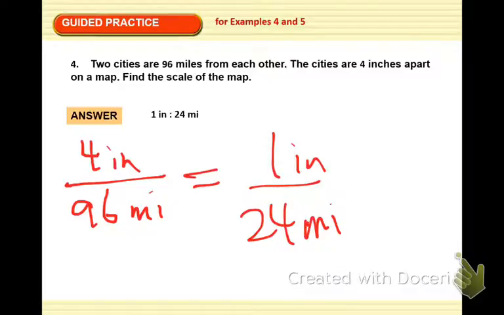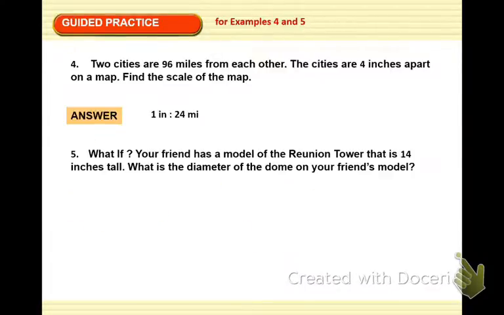Then it asks, your friend has a model of the Reunion Tower that is 14 inches tall. What is the diameter of the dome in your friend's model? So you have to go back to the example about the dome. Go ahead and figure this out on your own. It should be similar to what we did before. We just have a different diameter. So do this one on your own. See if you can figure out the diameter of the dome on your friend's model.